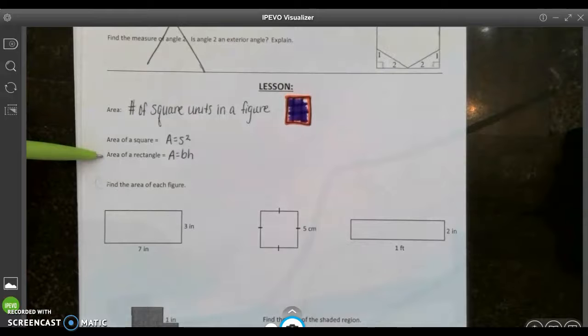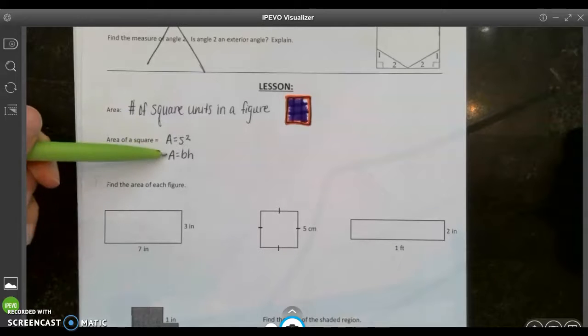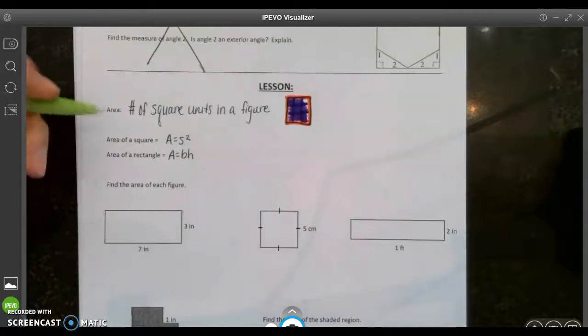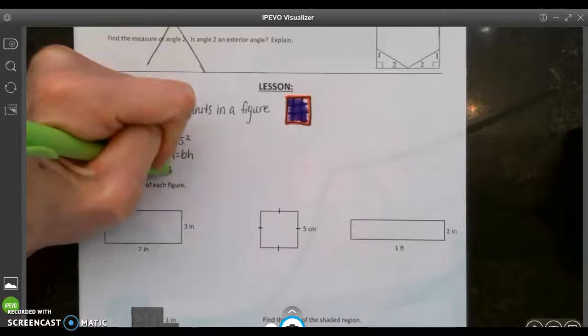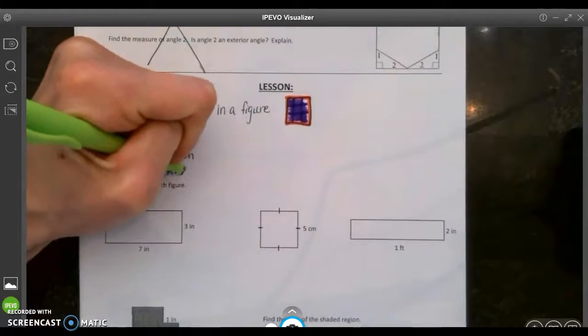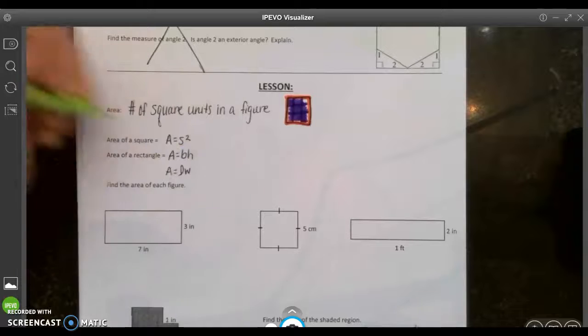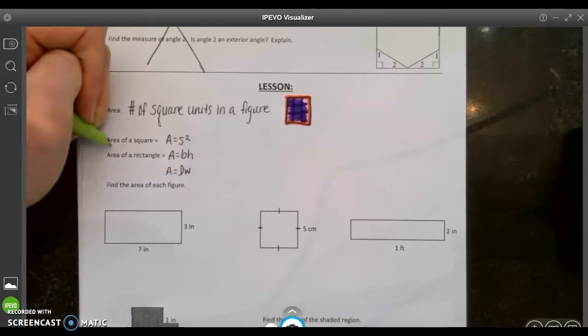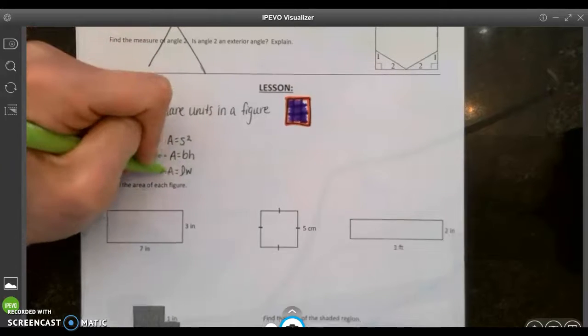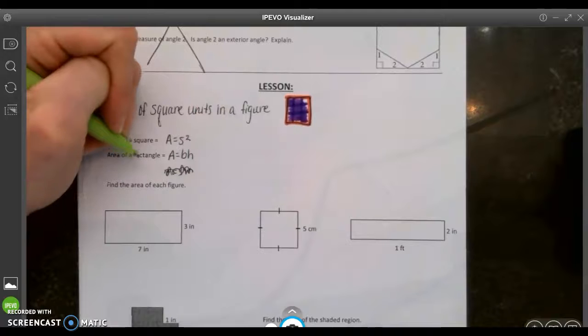I'm going to start with the area of the rectangle. We're going to use the formula area equals base times height. In the past, you may have seen the formula as area equals length times width. And that works also, but we're going to use base and height because the words base and height are going to show up in other formulas. So this isn't wrong, we're just not going to use it.